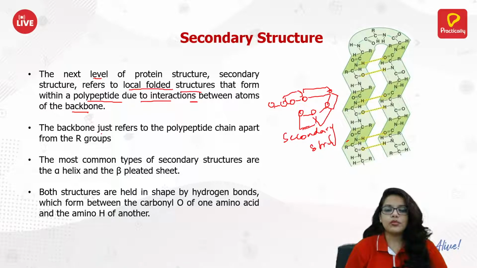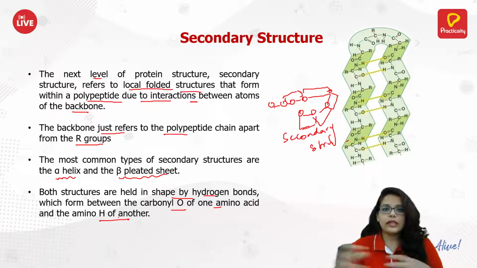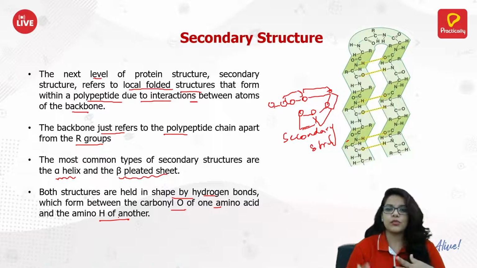Okay, so the backbone just refers to the polypeptide chain apart from the R groups. The R groups remain different. The two most important structures are alpha helix and beta pleated sheets. Both of them are held in shape by hydrogen bonds which form between the carbonyl O of one amino acid and the amino H of another. So they are held by the hydrogen bonds of different amino acids.